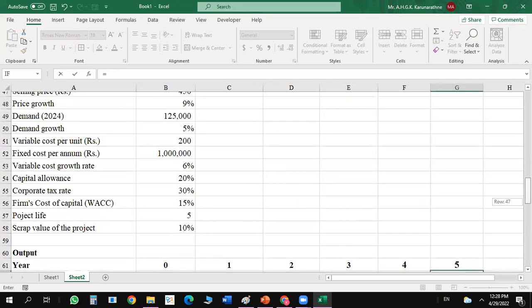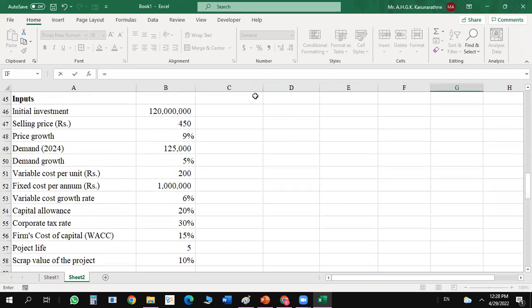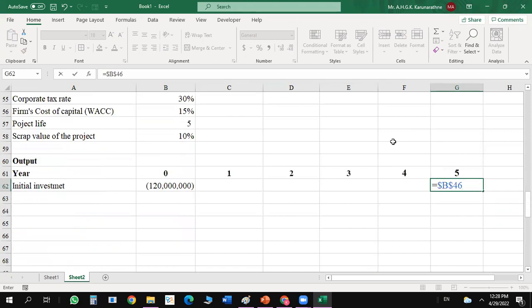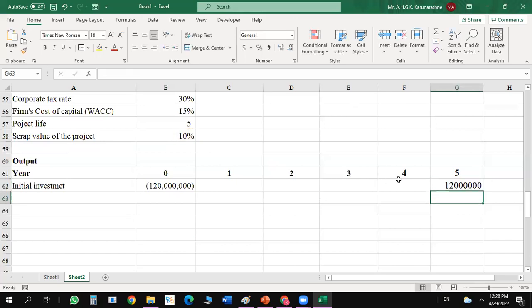Scrap value is 10% of the investment. The investment multiplied by the scrap rate. So this is scrap. Here you can see 12 million. Let's separate it and reduce the decimals. 12 million, yes, 12 million is 10%.